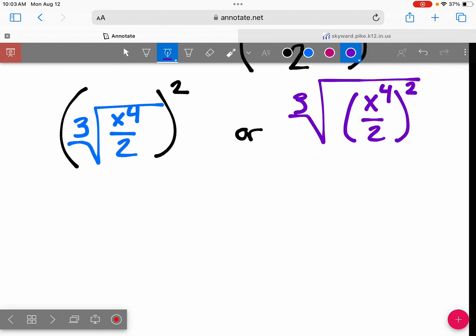So I'm going to do it the purple way. We're going to have our cube root, and just so we can practice our powers over powers again, what is my numerator going to be? X to the what? 8th. And our denominator is going to be what? 4. 2 squared. We have to square both pieces.